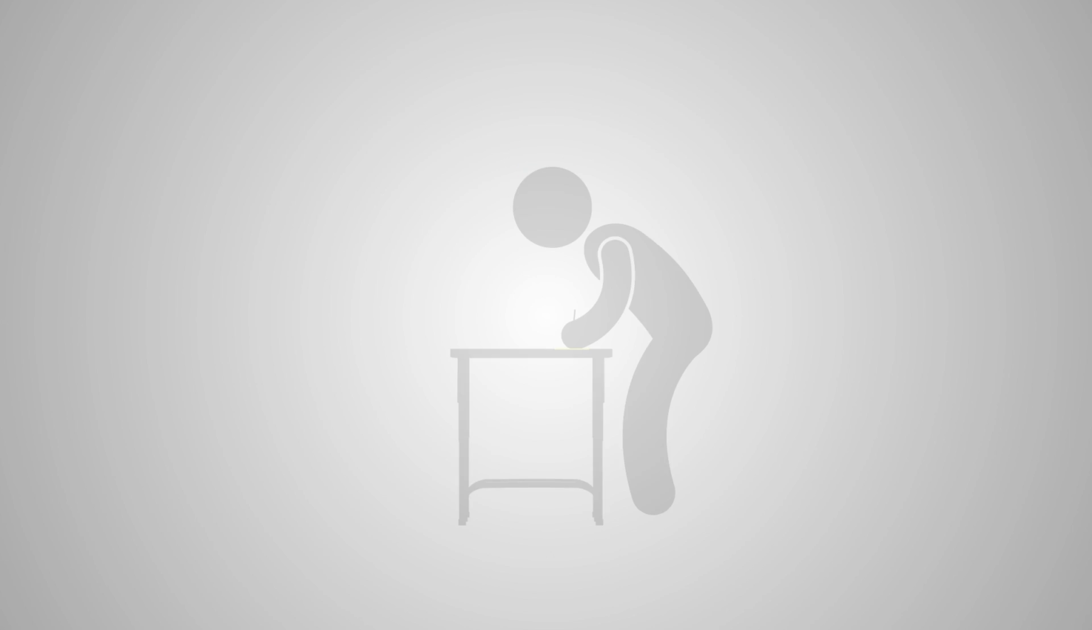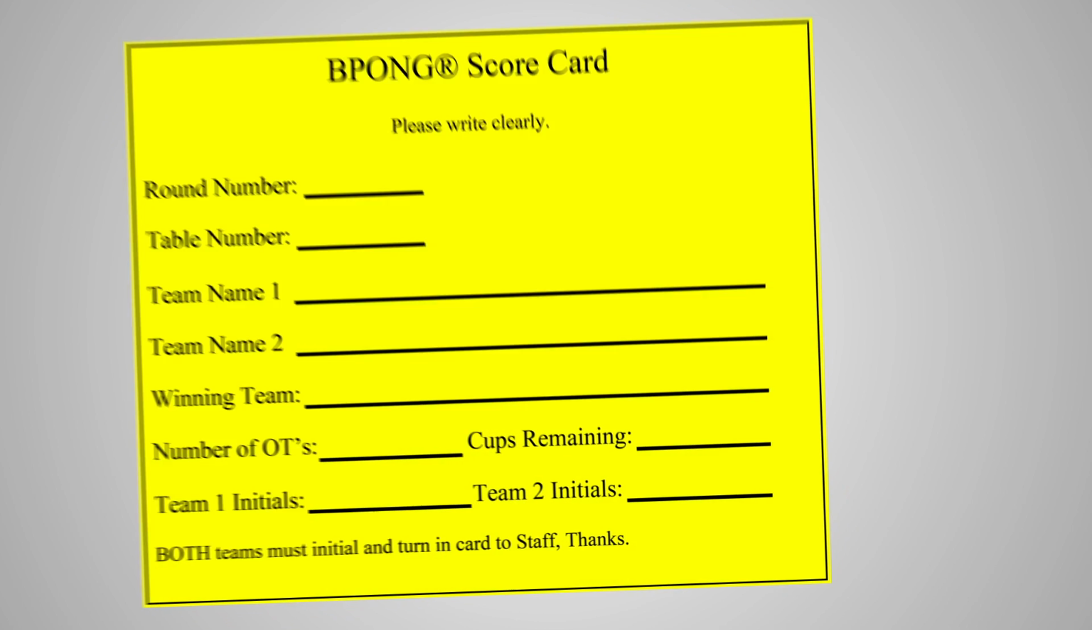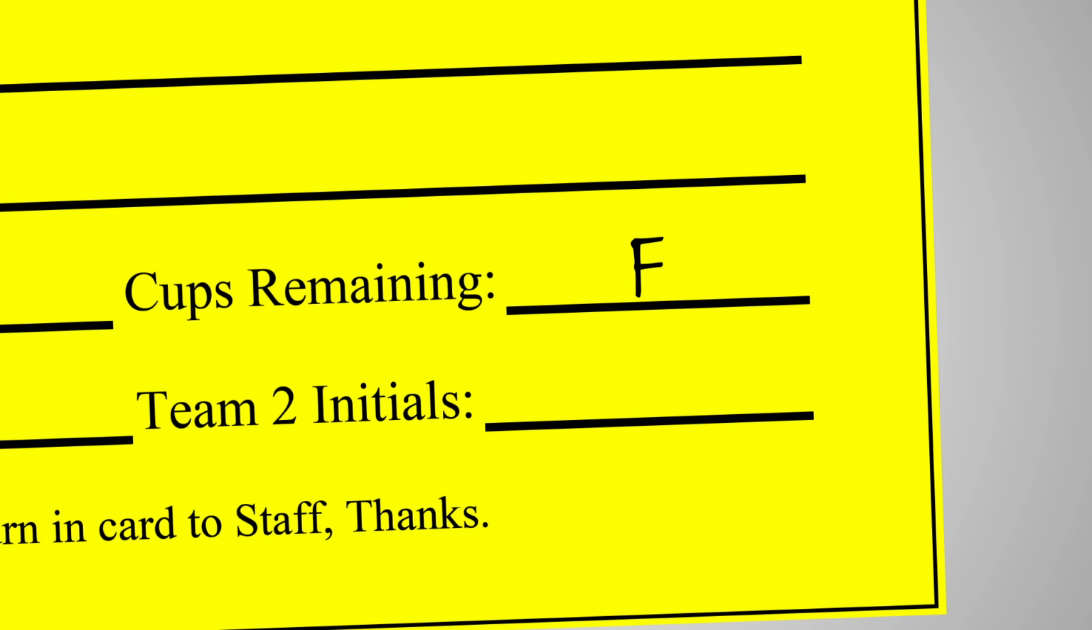When the game ends, the scorecard must be filled out and signed by a member of each team. In the event of a forfeit, an F should be put down under cup differential. In the event that the game goes into overtime, the cup differential is always 1.